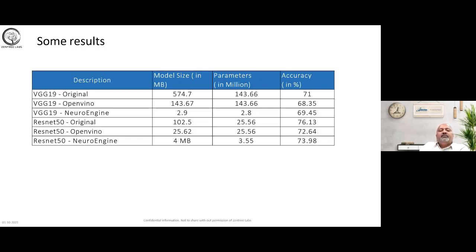When it comes to the model we have built, we are calling it Neuro Engine. The model size is brought down to 2.9 MB. That is remarkably good. The parameters we are using are just 2.8 million against 143.66 million, and the accuracy is not much lower. It is 69.45. Most of our models are within a deviation range of 1.5%, and we are getting back the accuracy.